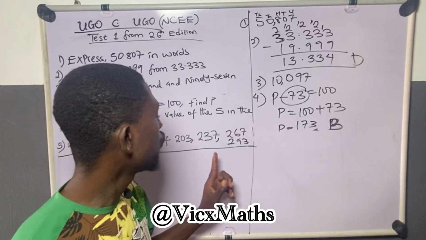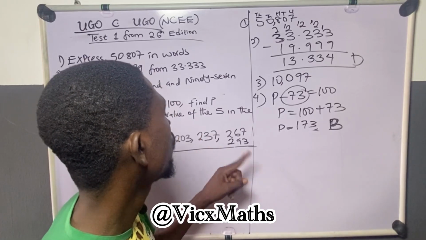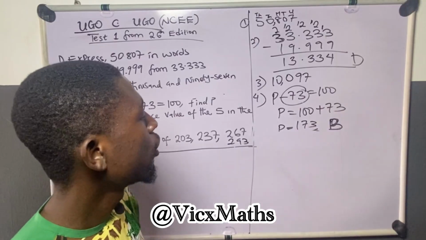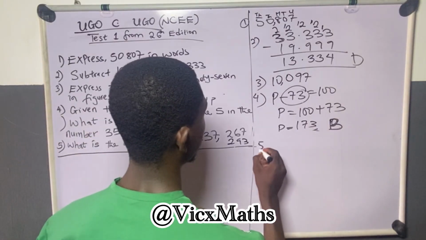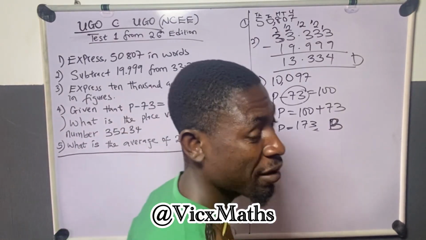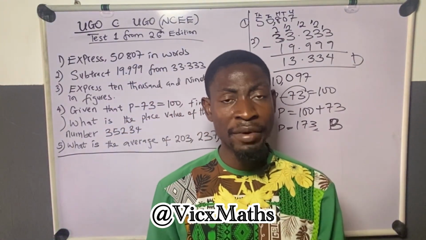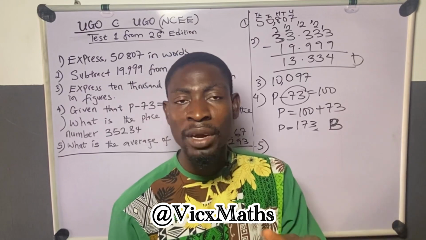B. Number 5: find the average of 203, 237, 267 and 293. Initially, I didn't put this, but that was a mistake. So what is average first? Average and mean are the same thing. I don't know whether you know any of them. So if you don't know, average is the sum of items divided by the number of items. The same thing with mean.